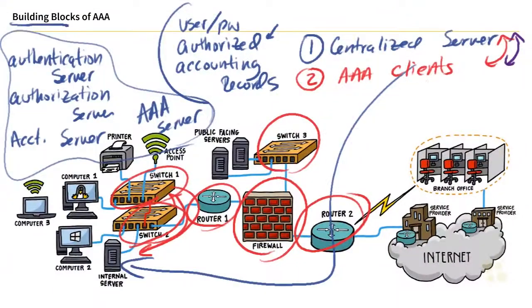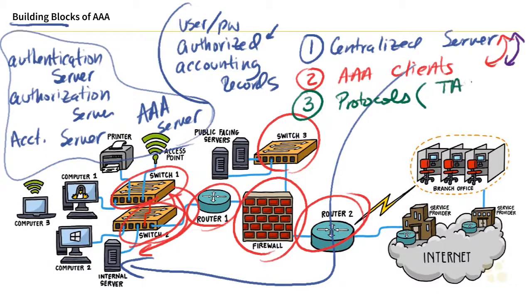And when these AAA clients, like switches and routers, communicate with the AAA server, we need some type of a set of rules or protocols that they can use to communicate with each other. And the protocols, or the language of love, as I like to call it, when AAA clients talk to AAA servers, there are two major protocols.